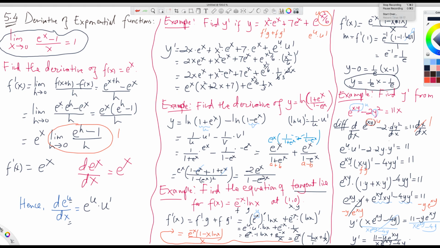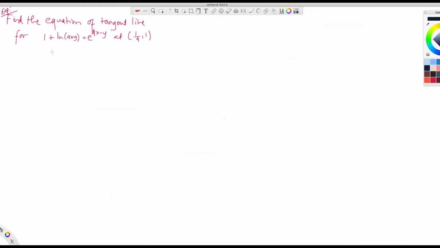I'll take one more example, okay guys? Let us see this example. Here you want to find the equation of the tangent line, but the equation of the curve is given in implicit form, right? x and y are mixed together there. So 1 plus natural log of 9xy equals e to the 9x minus y at the point 1/9 and then 1. This is like x, this is like y. You see that? So how do I find it first?